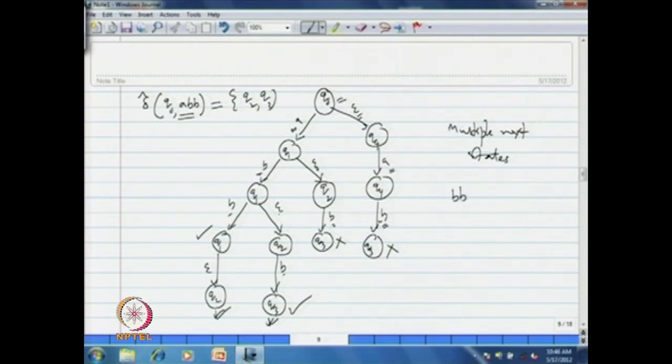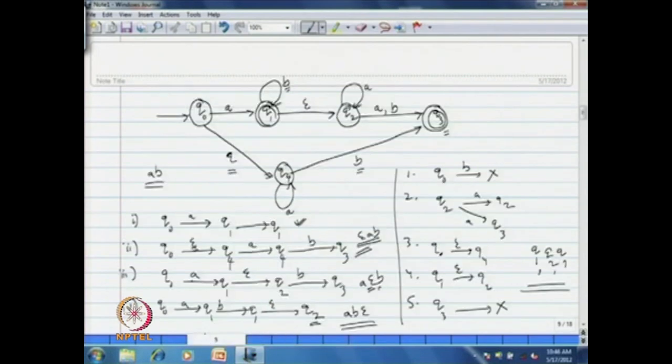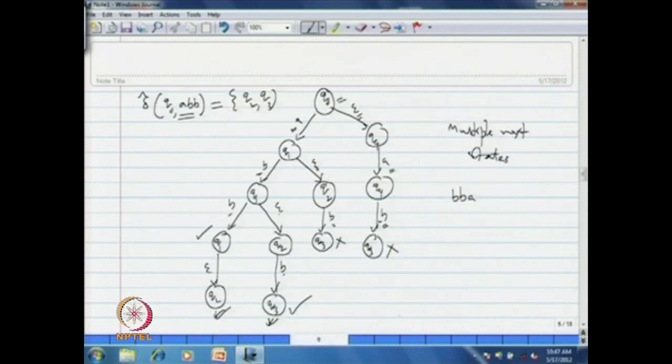Similarly, if we process the string say b b a, let us go to the NFA. If we process the string b b a, then there is no transition defined from q 0 on input symbol b. The only possible way is to transit via this epsilon transition to q 4, and on q 4 on the input symbol b we can go to q 3. So, we can process the first b and then we will go to state q 3. Once we arrive at state q 3, there is no further transition defined on any input symbol. Hence, after processing the first b, we cannot proceed further. So, therefore, for this case delta hat of q 0, b b a is empty, because we could not process the string.